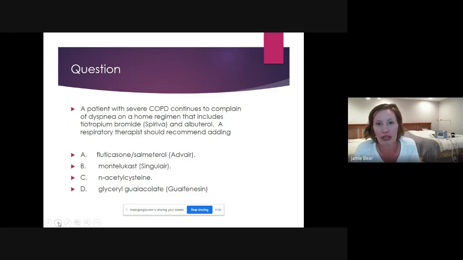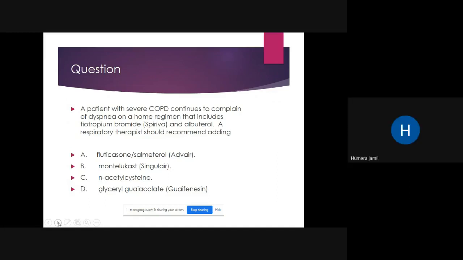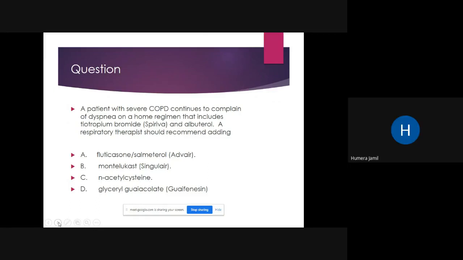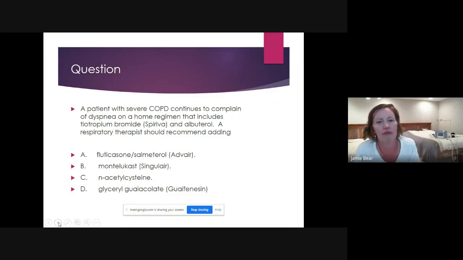A montelukast, which will help with inflammation. What's acetylcysteine? A mucolytic. Yes, a mucolytic, so Mucomyst. Okay, so no. So what do you guys think it is? I think it should be A. It is. A, fluticasone or salmeterol. Okay, very good.